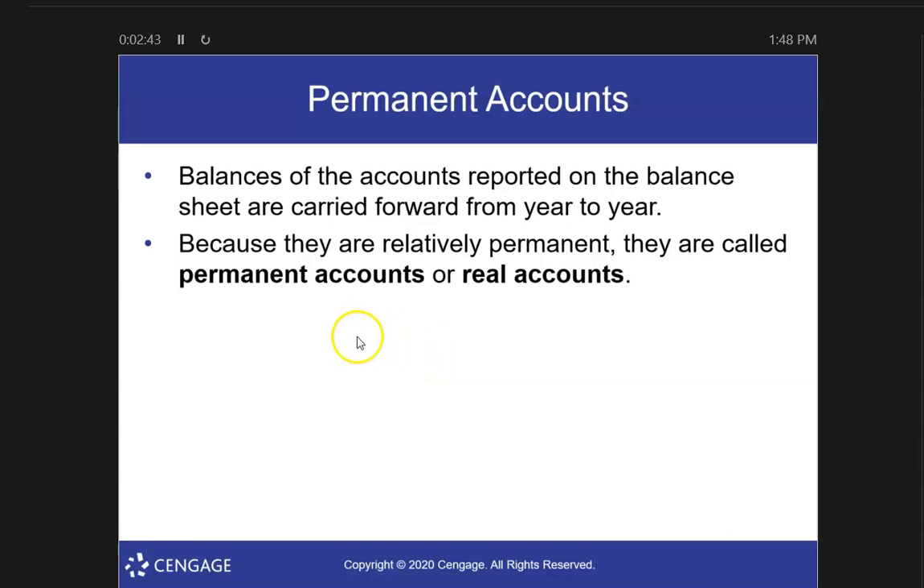So we're going to talk about permanent accounts. Permanent accounts or real accounts are basically any account that is on a balance sheet. So the balance sheet accounts are ones that don't close, just so you know. Balance sheet accounts don't close. So cash, accounts receivable, accounts payable, capital, these are all balance sheet accounts. We're going to talk about how to know the difference between the two. So those are permanent accounts.